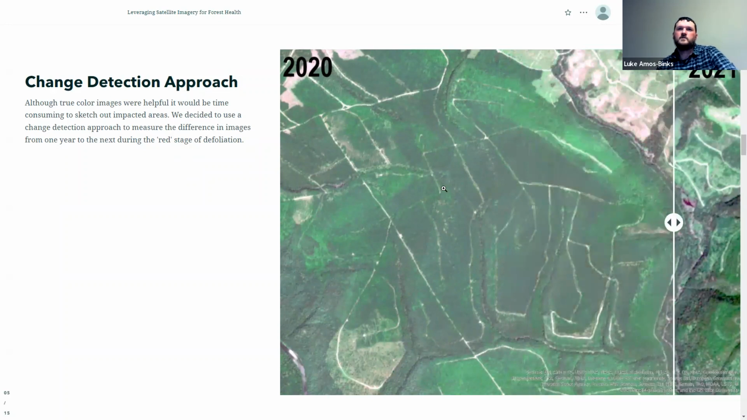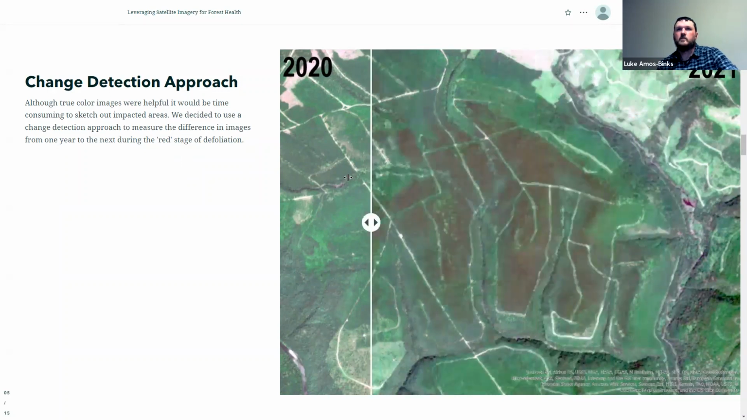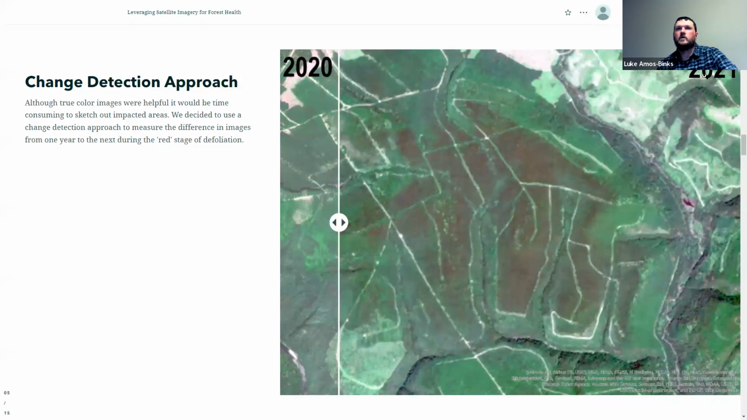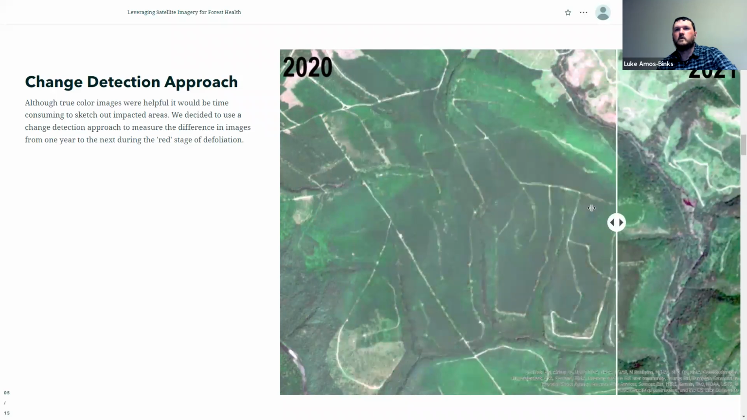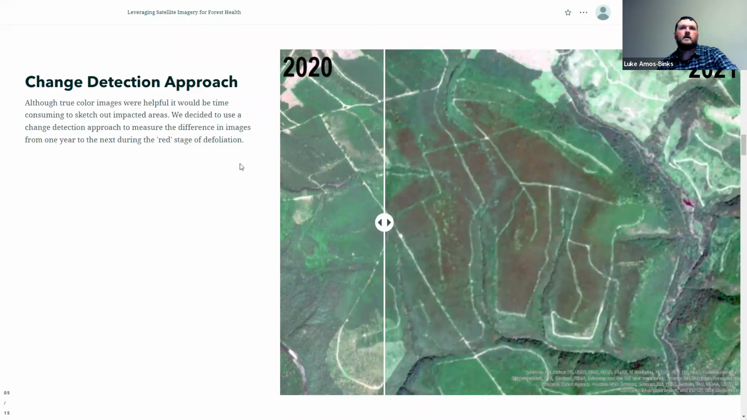So what I have here is an image from 2020, a Sentinel image. So this is before the defoliation happened. And then this slider just allows me to overlay the 2021 image. So you can clearly see the red, the damage defoliation in this 2021 image, even in the true color image.